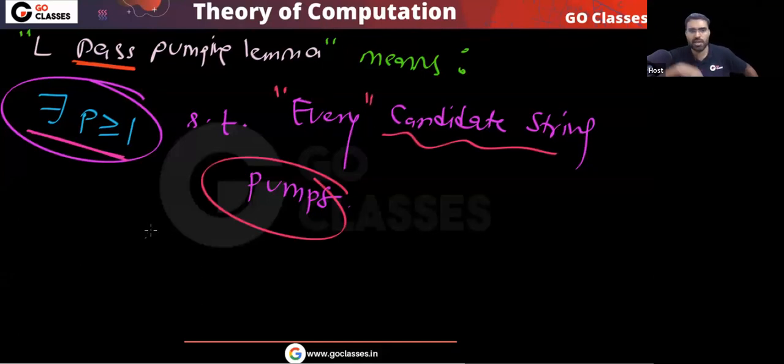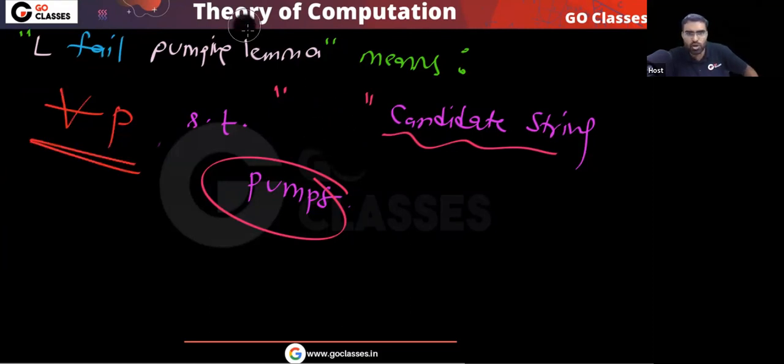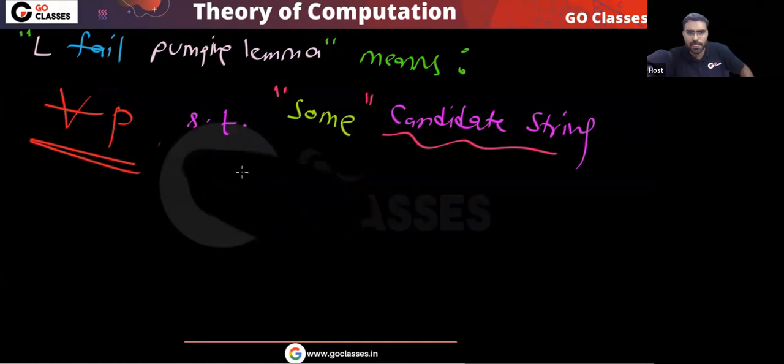Now you tell me, if L fails the pumping lemma, what does that mean? That means whatever value of P you take, for every P, there is some candidate string that does not pump. Agree or not? Do you agree with me? Did you notice? Is this clear?